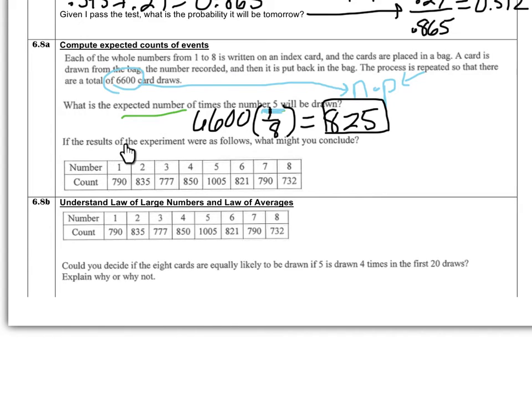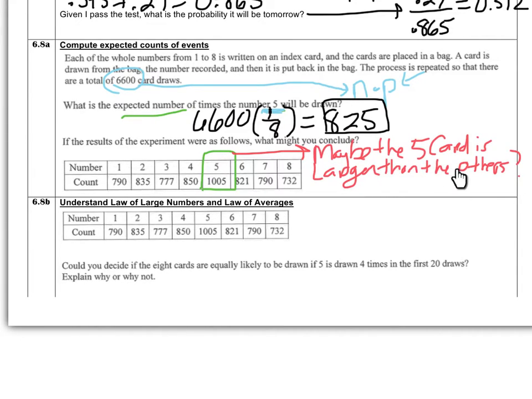Now this question here: if the result of the experiment were as follows, what might you conclude? What we're going to notice here is the number 5 actually showed up 1,500 times, which is quite a bit more than what we expected to happen. And we did this experiment many times, so the law of large numbers took place. We did this experiment enough times. So what we could conclude is this: there's something wrong with that index card. Maybe the card is larger than the others, so we might be drawing it more likely than we should. Maybe there's a tear in the card, or it has an earmark on it, so we grab it more likely.